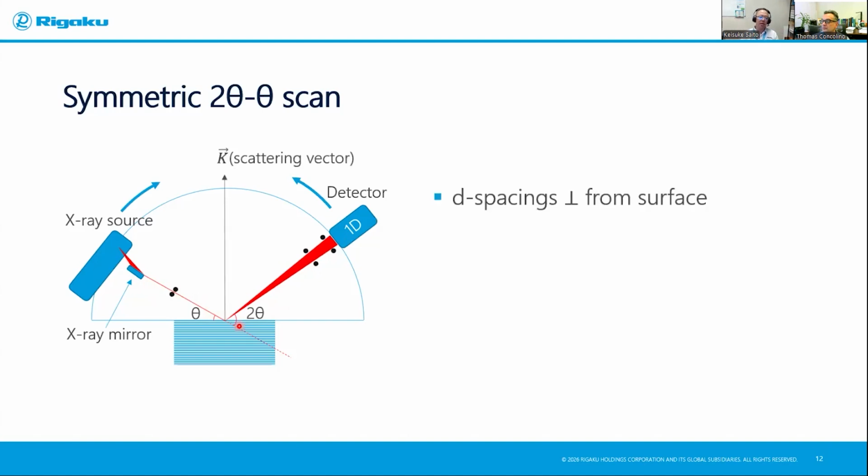In such a case, the scattering vector is perpendicular to the surface. So we are seeing these spacings on the diffractogram, which are parallel to the sample perpendicular direction. That means we analyze preferred orientation and phase information perpendicular to the sample surface.